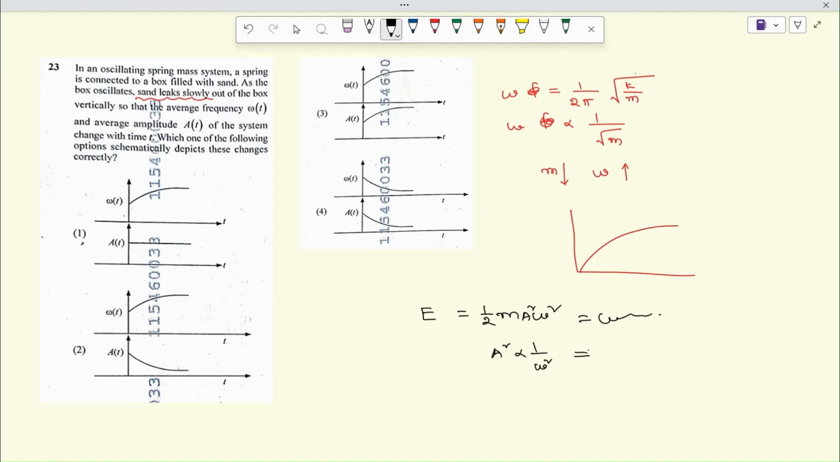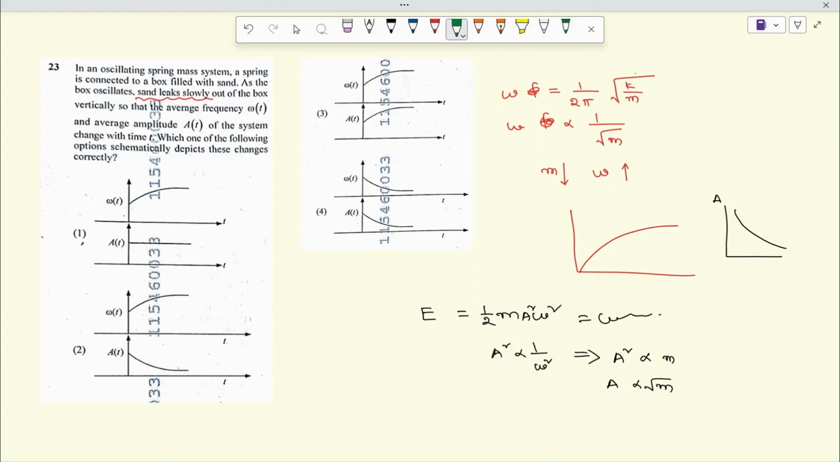So it could be like omega squared is proportional to 1 by root m. So a squared is proportional to m, and so a is proportional to root m. Mass is decreasing, amplitude also decreases. So the amplitude graph will be like this. Okay, there are other arguments also. Energy is constant, so amplitude will be constant.